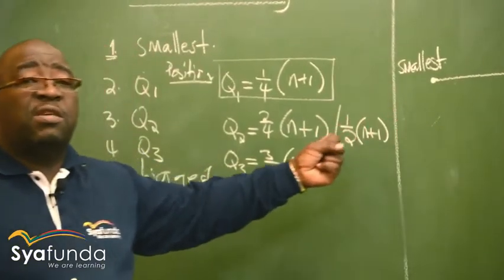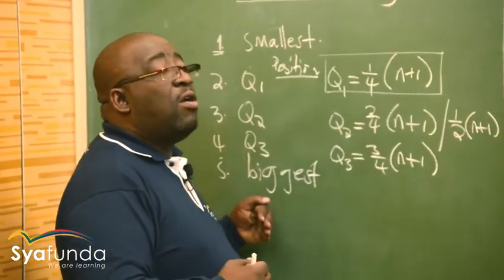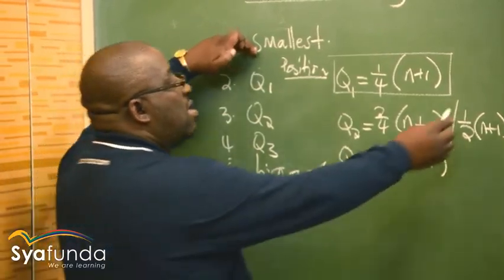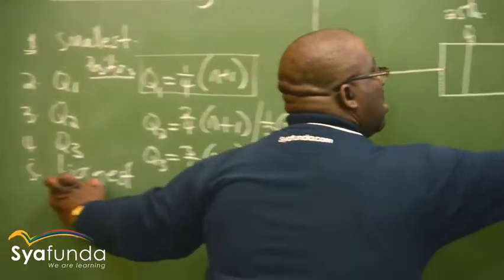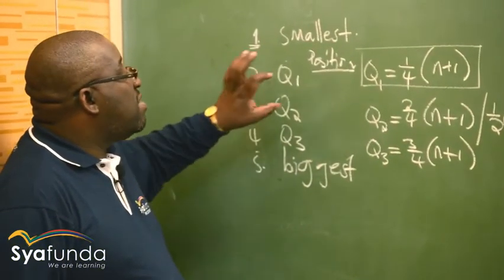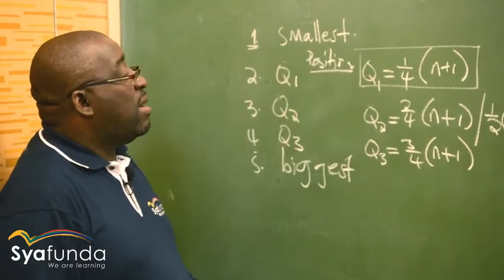For me to be able to sketch the box and whisker diagram, I must have all these values there. Remember, I must have my 5-number summary. I must know the smallest. I must know the biggest. I must know the position of the Q1. This gives you the position, and I go and put it on my box and whisker.